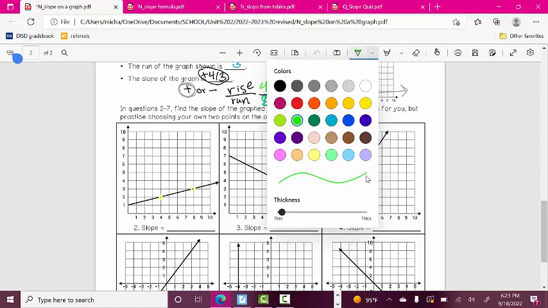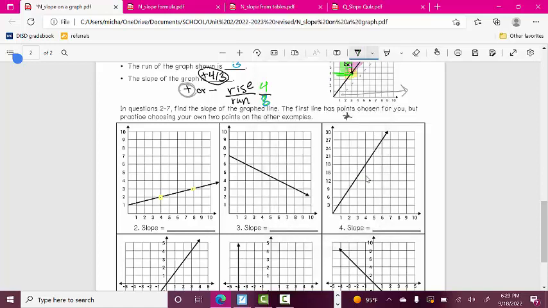So I've got my 2 points marked. Now we need to draw the right triangle between them.